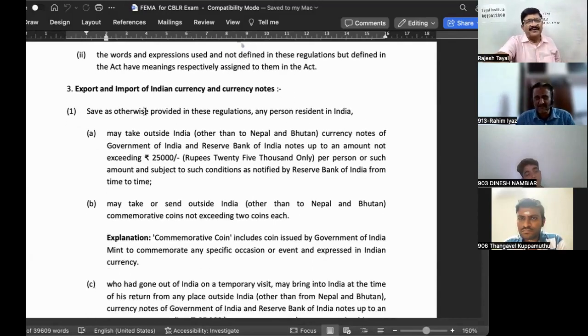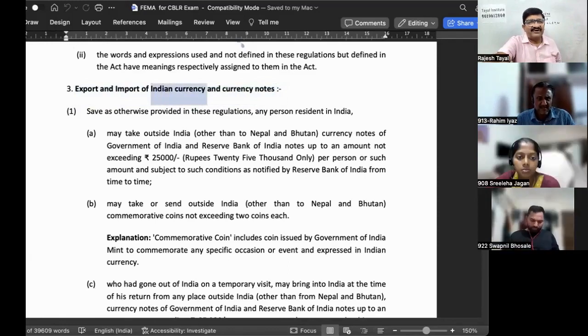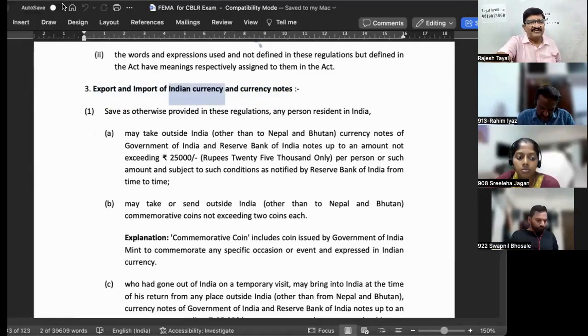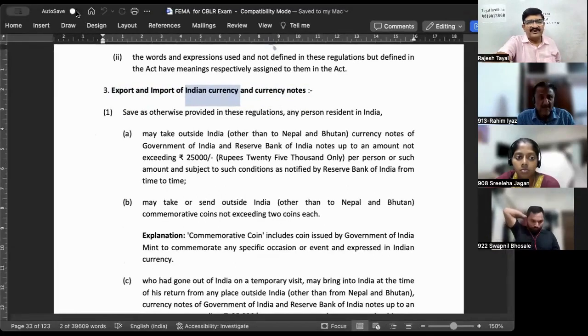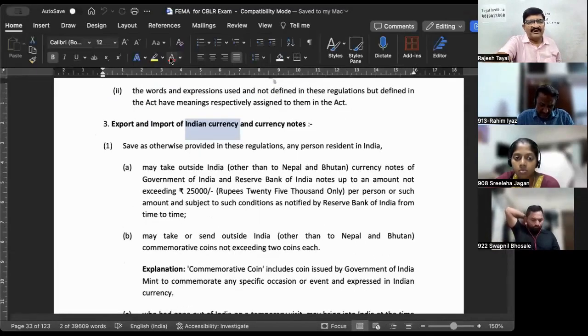Okay. Export import of Indian currency and currency note. Which currency we are talking about? Foreign currency. Right now it is Indian currency. Indian currency we are referring to. Okay. So when I'm saying Indian currency, how much Indian currency can be brought in and taken out? This is here.